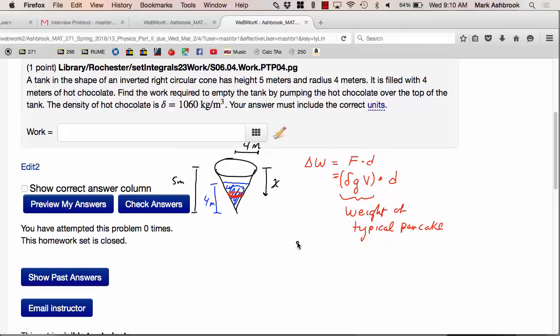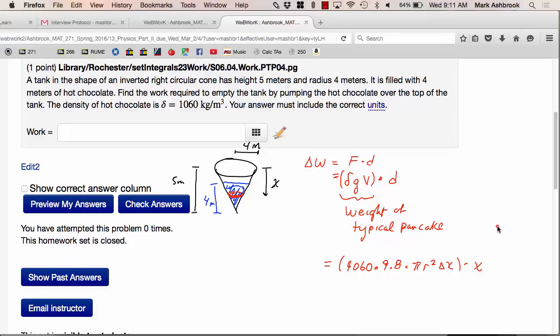So we've got the density is 1060. G is 9.8. So what's the volume? The volume of a cylinder is pi r squared delta x. And then what's the distance? The nice thing about this frame of reference is the distance is simply what I have to move that layer from where it is up to the top of the tank. That's exactly what we called x. So it makes the distance for doing the work easy. It's just x.